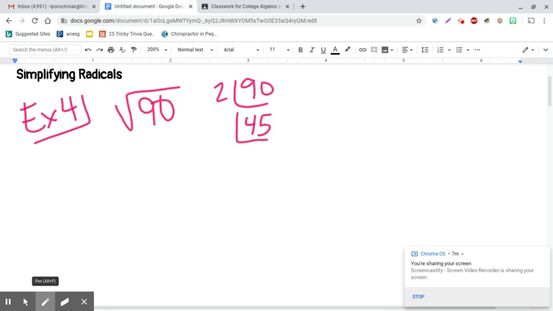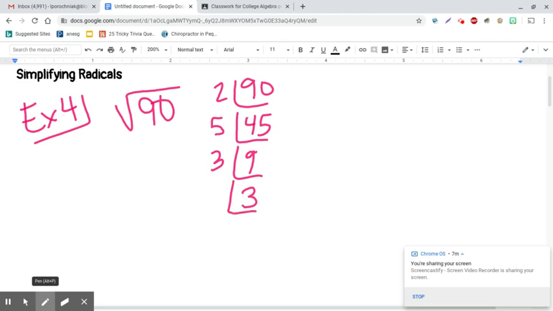Now, 45 is not even, okay, but it does end in a 5. So usually stuff that ends in a 5, I like to just divide by 5. So 45 divided by 5 gives us 9. Now, it's not even. It doesn't end in a 5 or a 0, so 5 doesn't go into it, but 3 does. So we're going to take out a 3. 9 divided by 3 gives us 3.